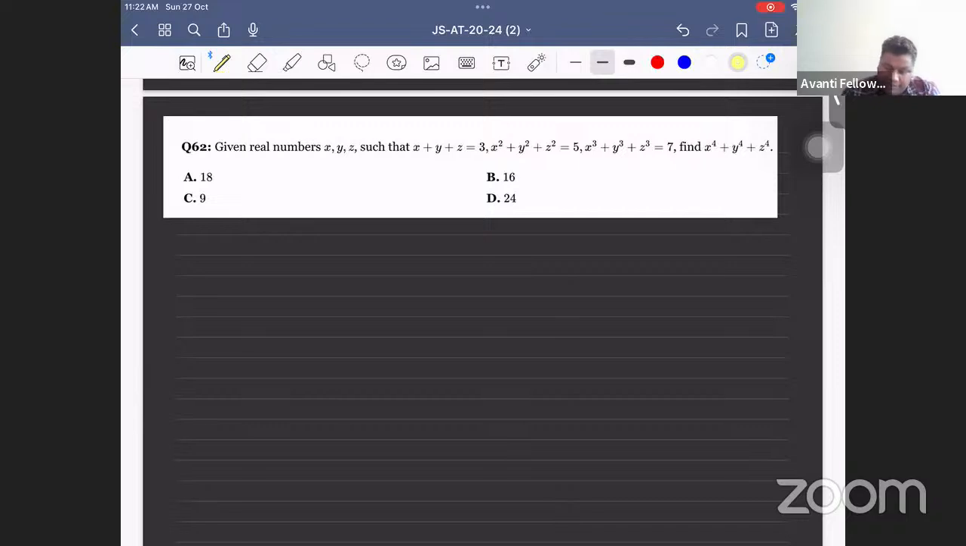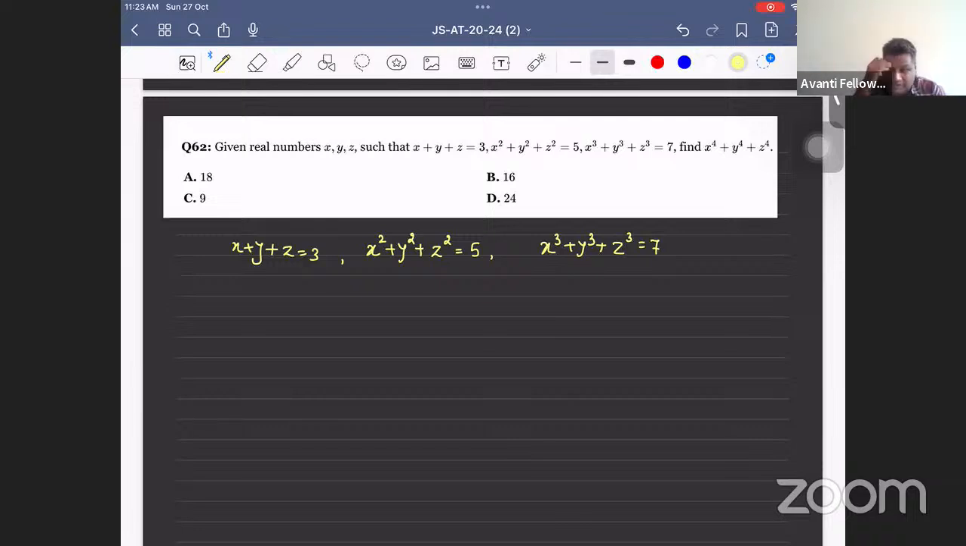Now, the second question in this paper was: given x plus y plus z equals 3. Another piece of information we have is x square plus y square plus z square equals 5. And another piece of information we have is x cube plus y cube plus z cube equals 7. Correct?